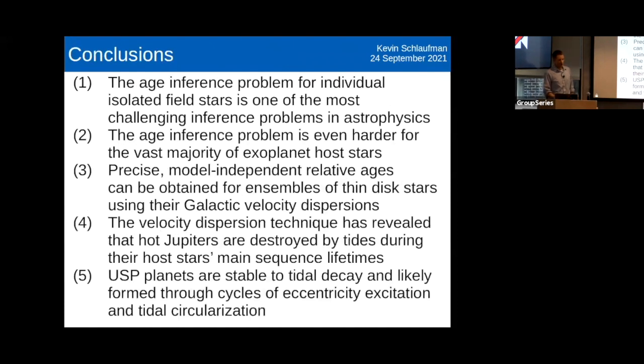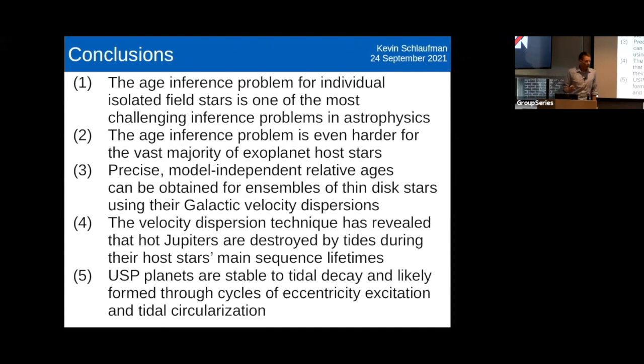So my conclusions, first of all, the age inference problem for isolated field stars has been difficult, but it is getting much, much easier than it's been in the past. Problems will remain, though, for exoplanet host stars because of this exchange of angular momentum, because of the interactions of the magnetic fields of the star and the planet.